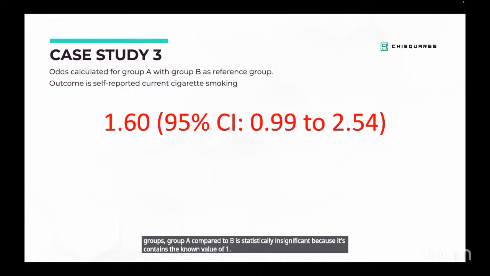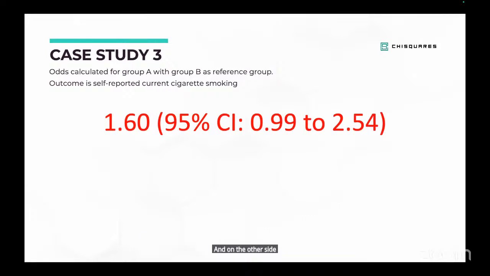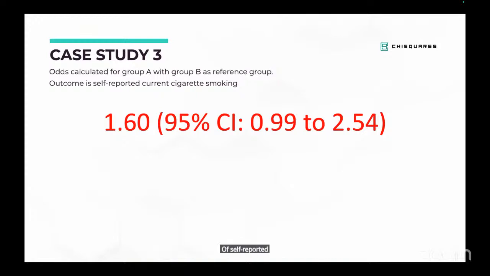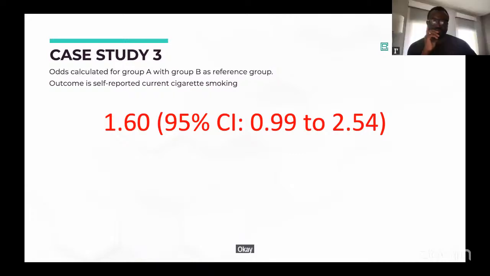And on the other side, I can also interpret it as, comparing group A with group B, group A has 60% higher odds of self-reported current cigarette smoking, and the difference is statistically insignificant. Okay, thank you. So you're absolutely correct.